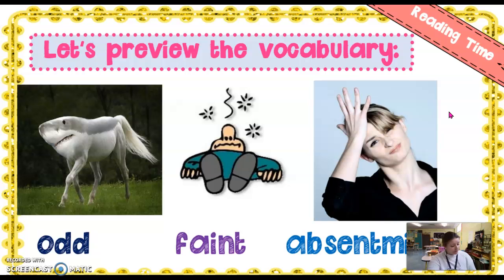Let's take a peek at our vocab. The word odd, exactly what this photo is. Odd is something strange. Faint, when a person passes out, falling to the ground, and appears to be sleeping. And then absent-minded. If you're absent-minded, you're forgetful. You go, oh yeah.